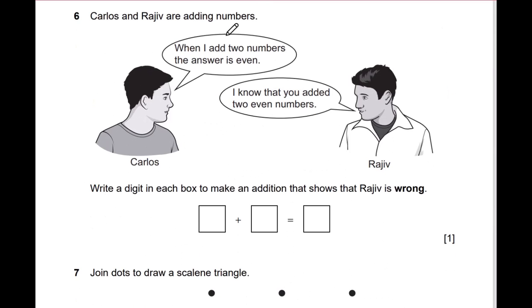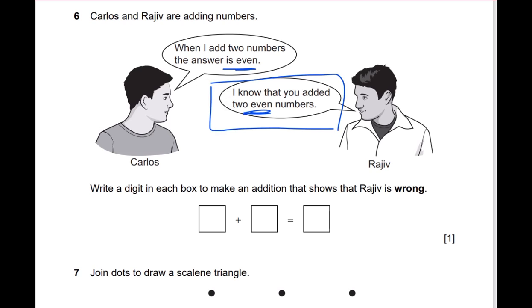Carlos and Rajiv are adding numbers. Carlos said, when I add 2 numbers, the answer is even. Now, Rajiv, I know that you added 2 even numbers. Put a digit in each box to make an addition that shows that Rajiv is wrong. So Rajiv's statement that you added 2 even numbers to get an even number is wrong. So you have to show an odd number instead to prove that Rajiv is wrong.